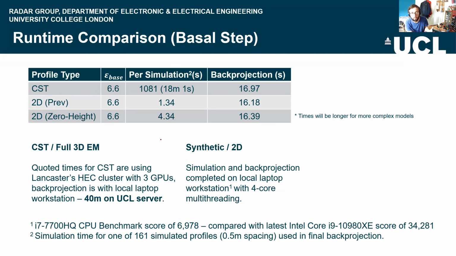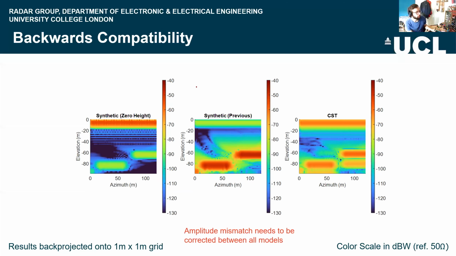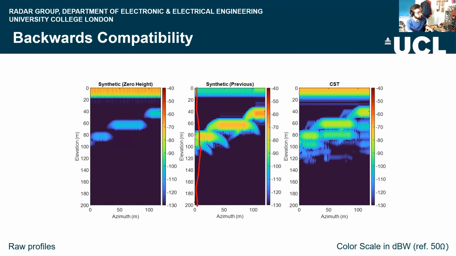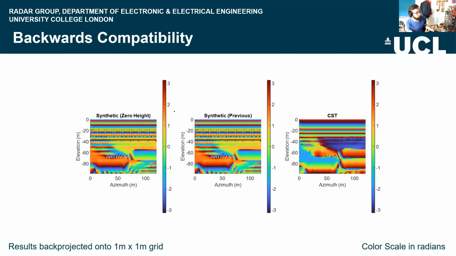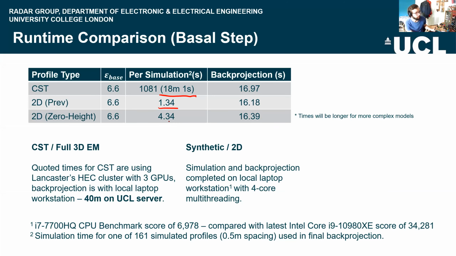How does it perform computationally? Well, the CST, the full 3D electromagnetic models, take about 80 minutes to compute one profile. So that's one strip of these raw images here. So 80 minutes for one strip, compared to 1 second for the previous model. And with this zero height adaptation, it takes about 4 seconds. Obviously, if you start making the models more complex, that time per simulation is going to go up.